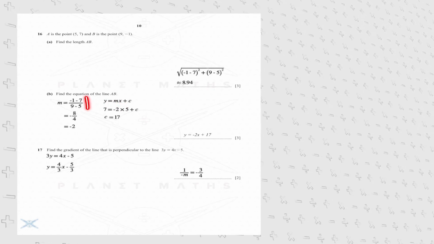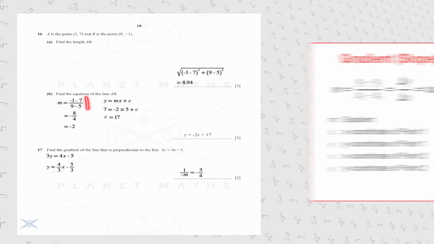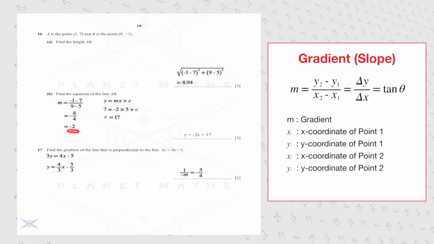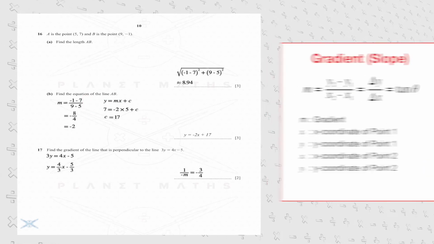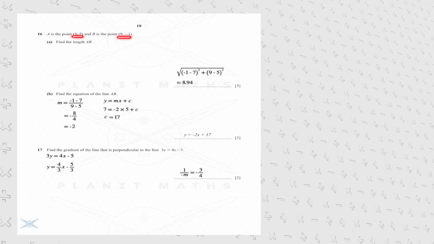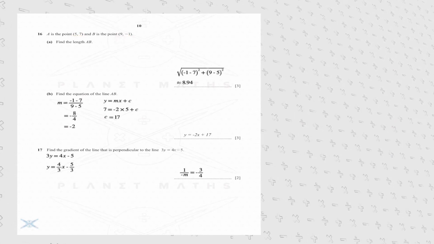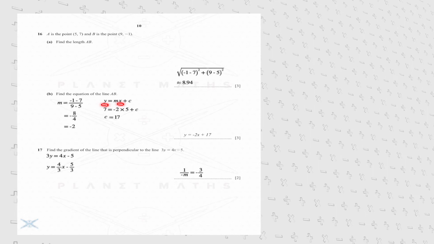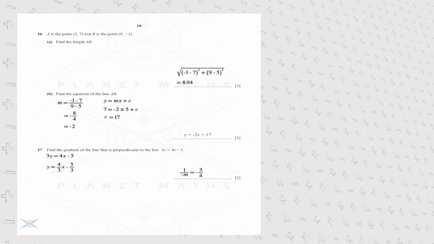The gradient is determined using the formula provided, and we can conclude that it is -2. Thereafter we will pick either the coordinates of point A or of point B to substitute their values for x and y within the formula. In this case I've opted to go with the coordinates of point A.